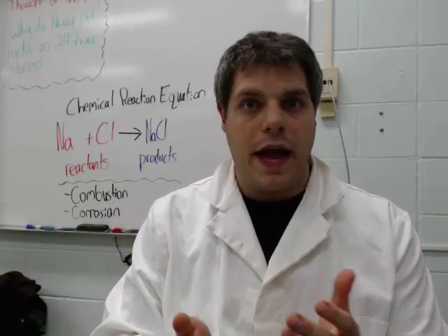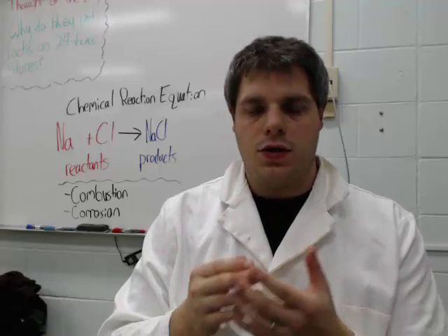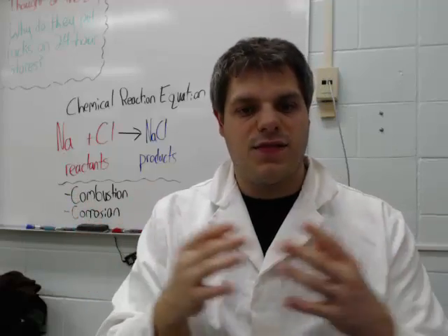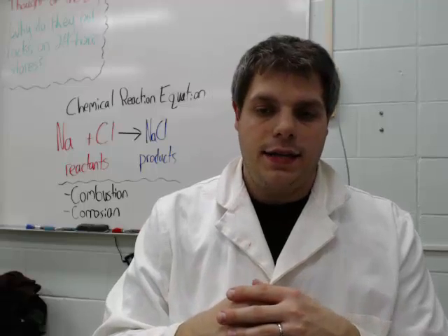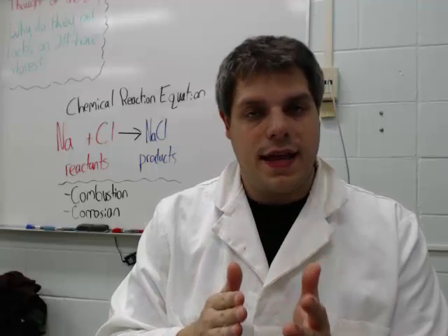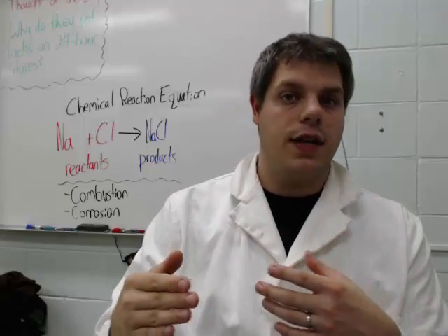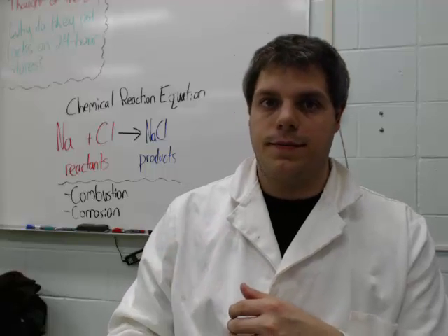Burning is a chemical reaction. It's the chemical reaction between the fuel source and oxygen, and that chemical reaction releases heat. That's what we see as fire, the heat coming from that chemical reaction. And for us to understand that chemical reaction, we're going to have to understand what a chemical reaction equation is. So let's have a look at a chemical reaction equation.